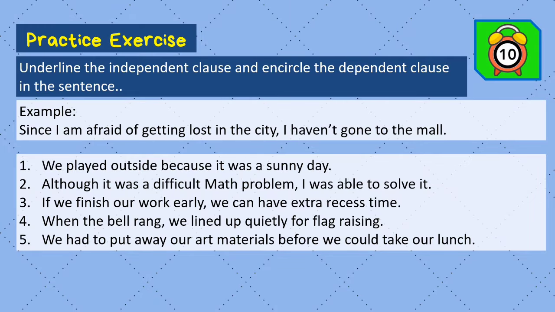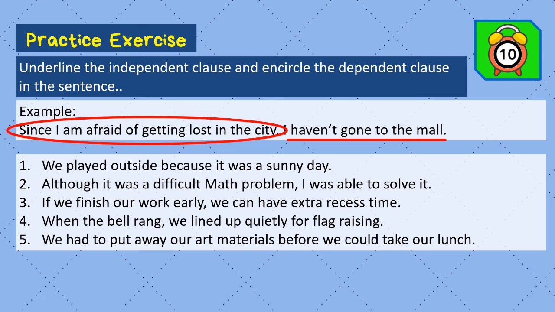Let's try this activity then. Underline the independent clause and encircle the dependent clause in the sentence. For example, since I am afraid of getting lost in the city, I haven't gone to the mall. I have underlined I haven't gone to the mall as our independent clause, and I encircled since I am afraid of getting lost in the city as our dependent clause. You have to do it on your own.